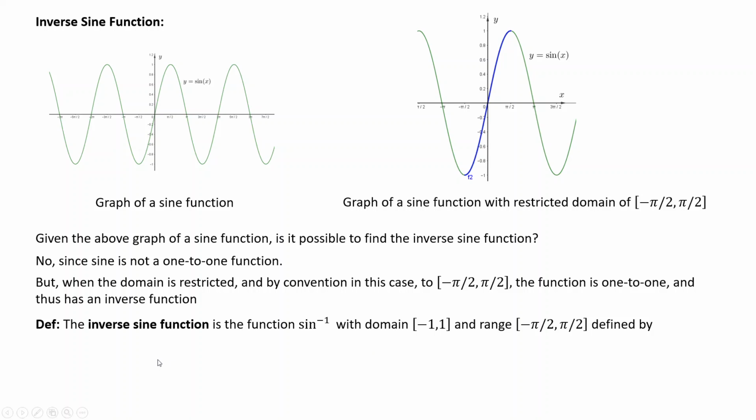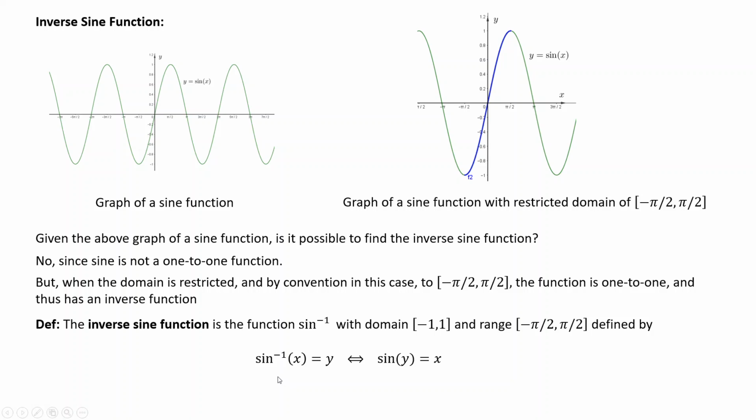Okay, what's the definition of an inverse sine function? The inverse sine function is the function sine inverse. You read this as sine to the negative 1, or sine inverse, with domain negative 1 to 1 and range negative pi half to pi half. Right? Sine inverse has a domain of negative 1 to 1. That means your inputs must come from this set, negative 1 to 1, and your outputs must be between negative pi half and pi half. Pay attention to that part because we are going to need that. That's a very important point.